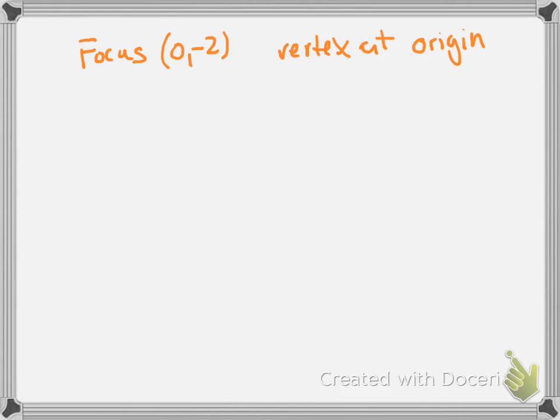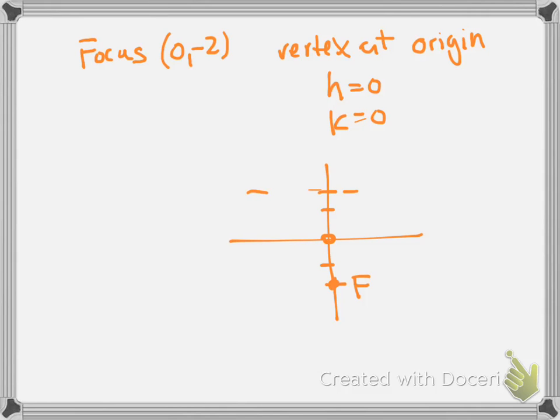Alright, for this one, instead of giving you the equation, I just give you a couple points. So if I know my vertex is at the origin, that tells me h is 0 and k is 0. So I can go ahead and label that spot right there. My focus is 0 and minus 2, so I go down 2, so there's my focus right there. Well, if I went down 2 to get my focus, I need to go up 2 to get my directrix. So that's going to be y equals positive 2.